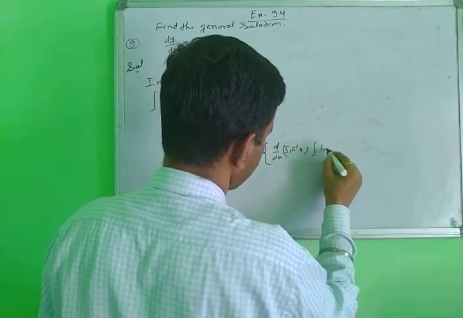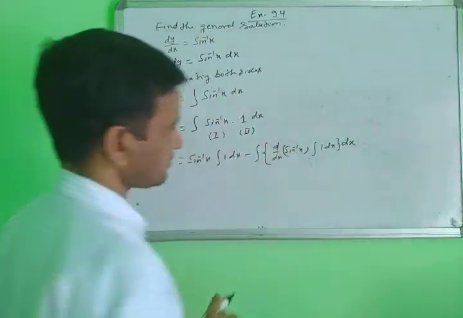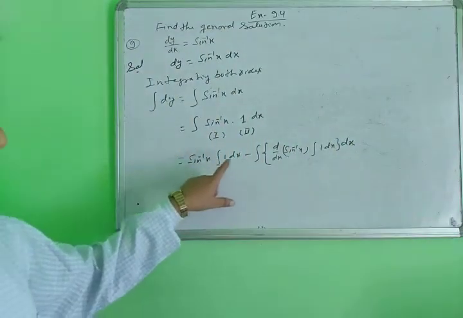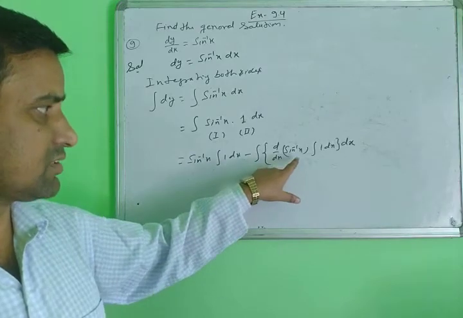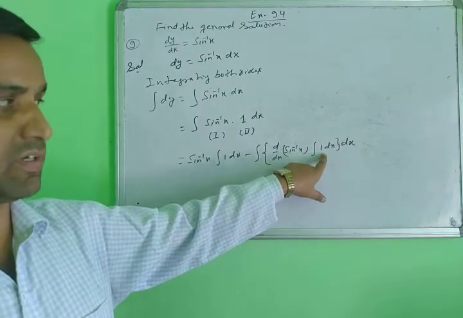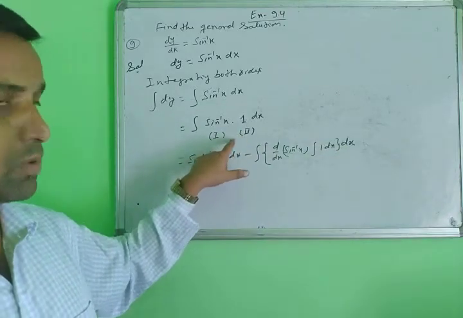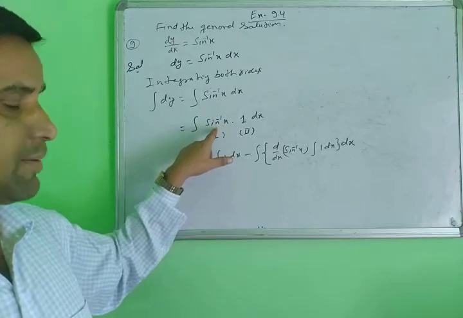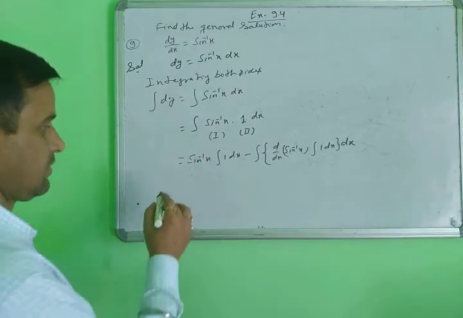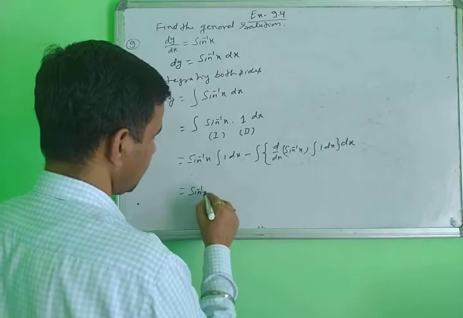First function times the integration of the second function, minus the integration of the differentiation of the first function times the integration of the second function, dx. So you will be using the product rule. Here sin inverse stays the same, so this will be sin inverse x.